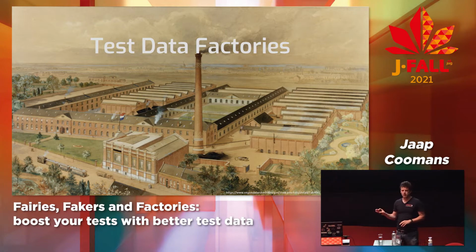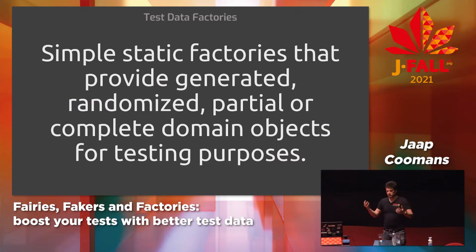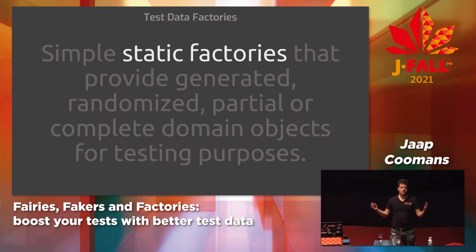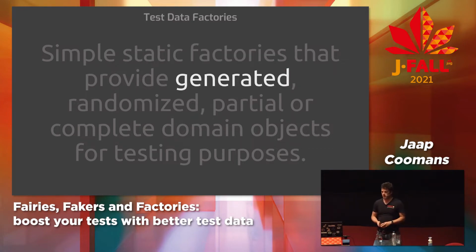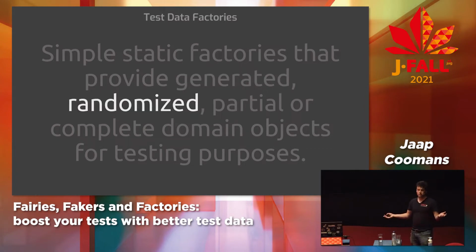I know Martin Fowler has written a piece about model objects. It's pretty close to this, except that it doesn't produce randomized data. So I tried to devise a definition. Let's look at a couple of pieces of that. First of all, they're static factories. That's simple. Just factory methods in factory classes that we maybe have in our production code as well. And it provides generated test data. So every time I call it, I get different test data. And randomized, of course. We discussed that. It must be randomized.